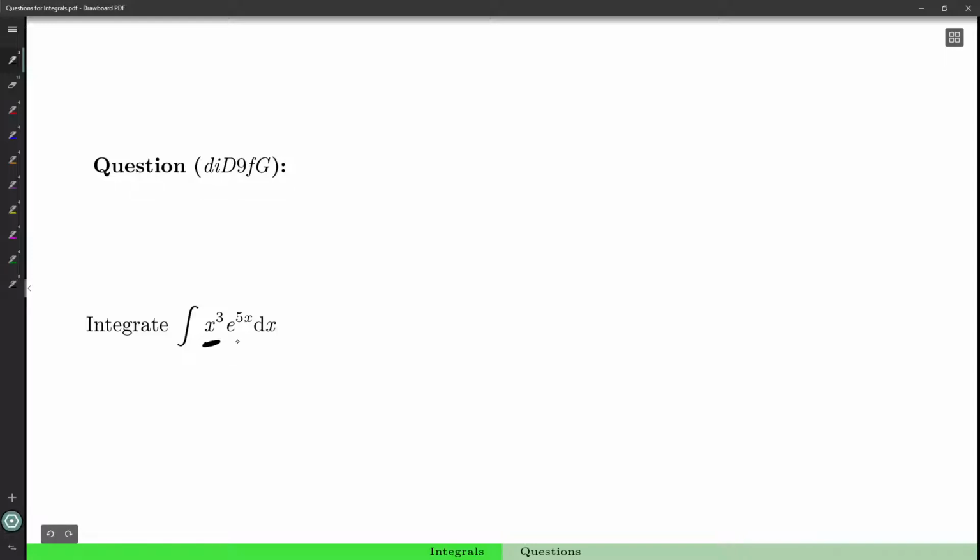Integrate x cubed times e to the 5x. Okay, so when we look at that, I notice right away I've got a product here, right? x cubed times this other exponential function that I understand. And when I see a product like that, I might think integration by parts.